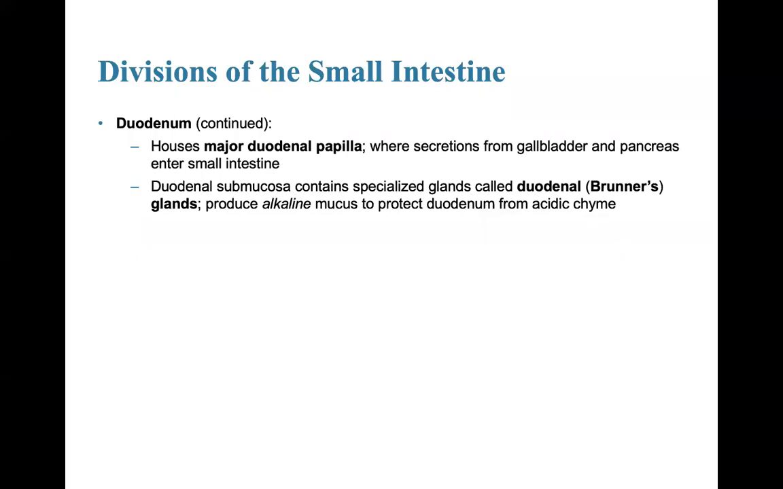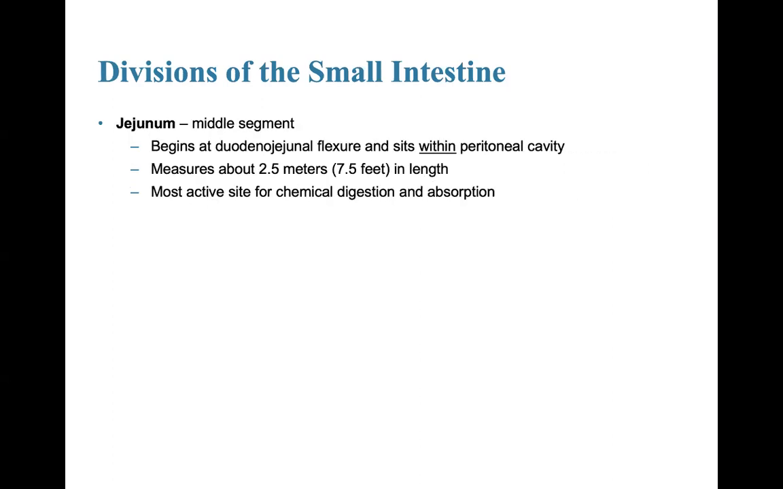The duodenal submucosa is going to contain specialized glands referred to as duodenal glands or Brunner's glands. These actually produce alkaline mucus to help protect the duodenum from the acidic chyme. Remember, the chyme leaving the stomach is going to be somewhere in the range of 2 for a pH. So, that can actually cause a lot of damage to the wall of the duodenum. So what these Brunner's glands do is they help to neutralize that acid with that mucus secretion.